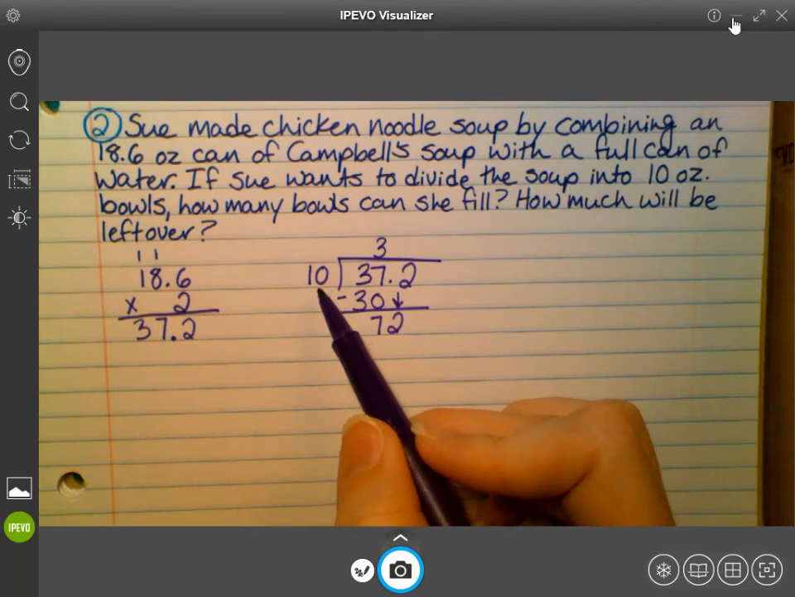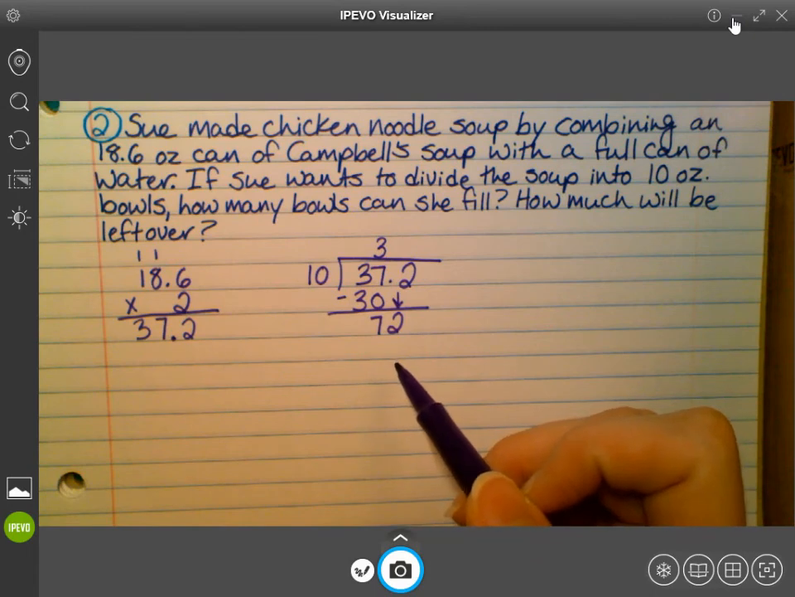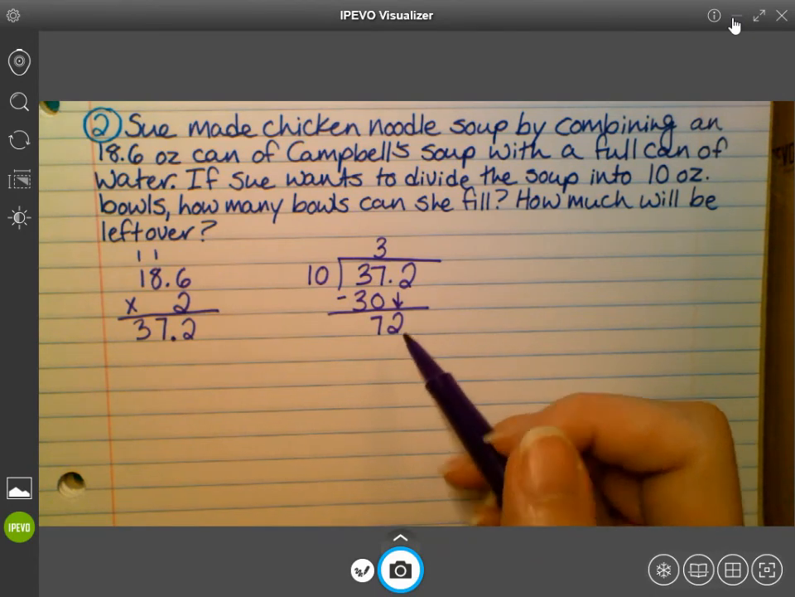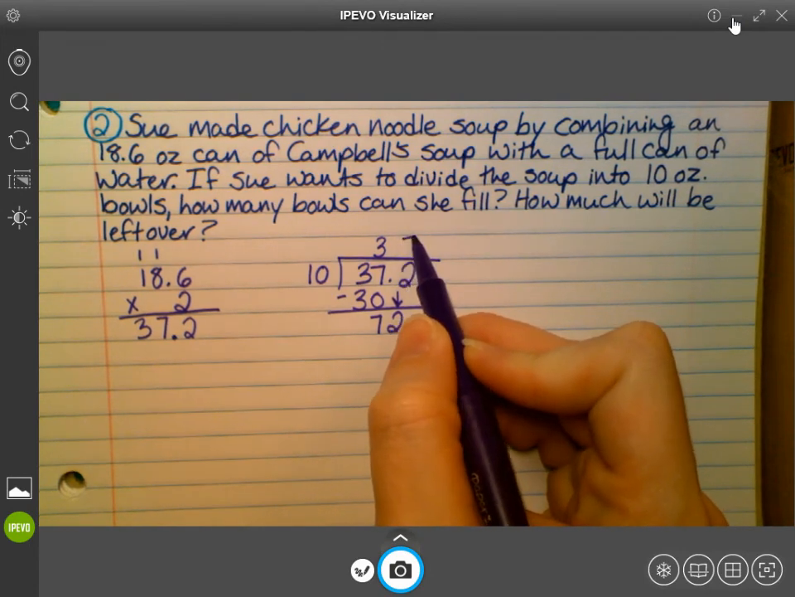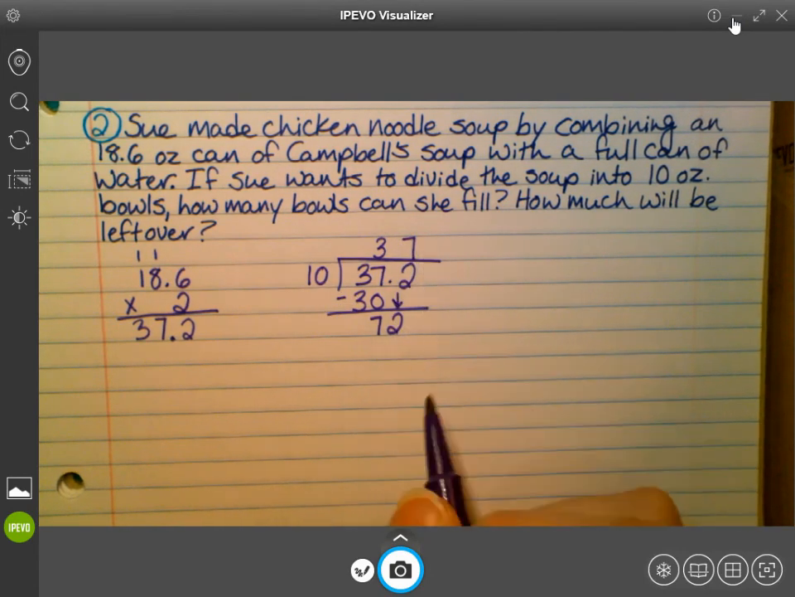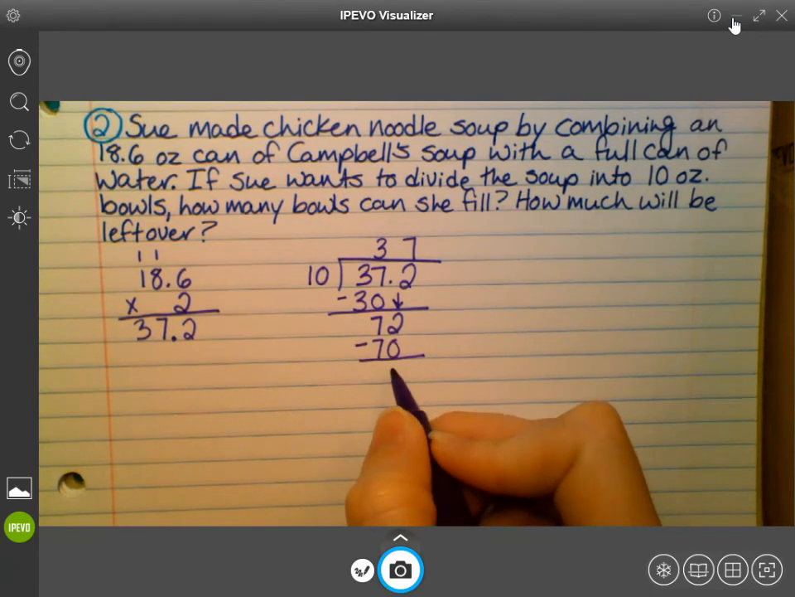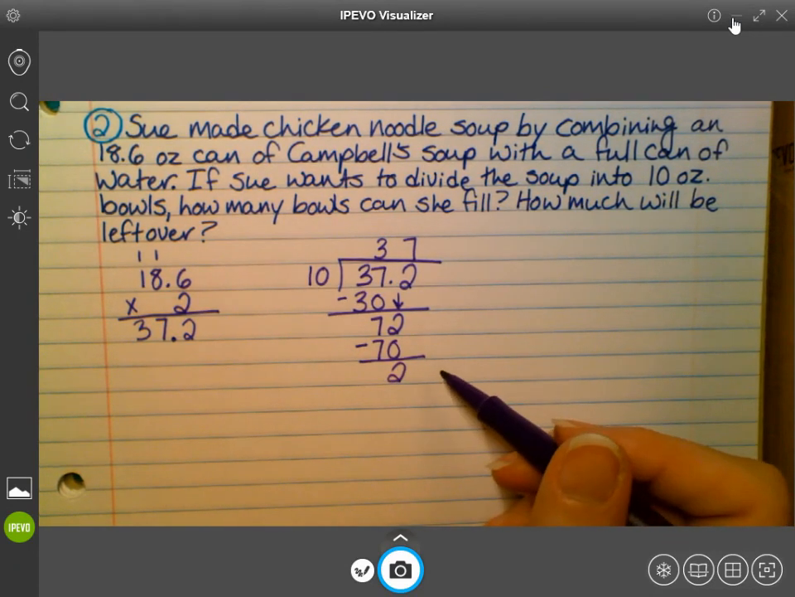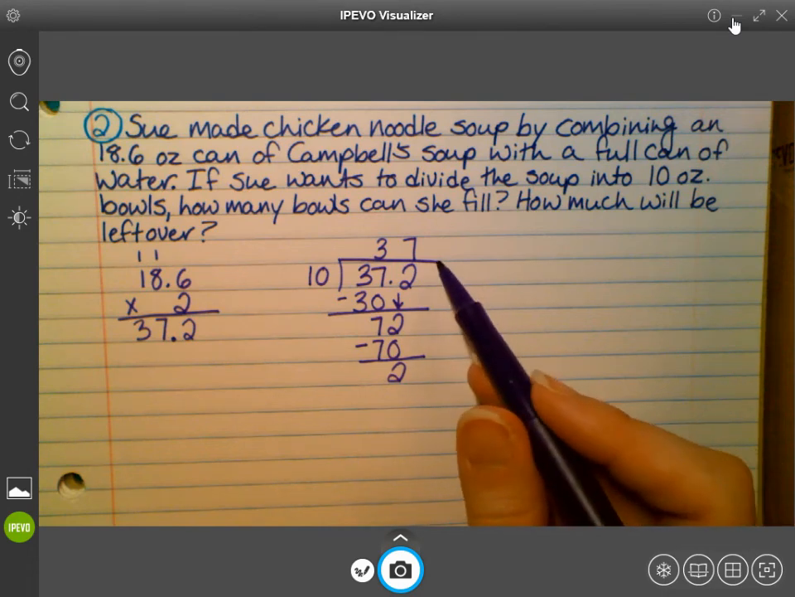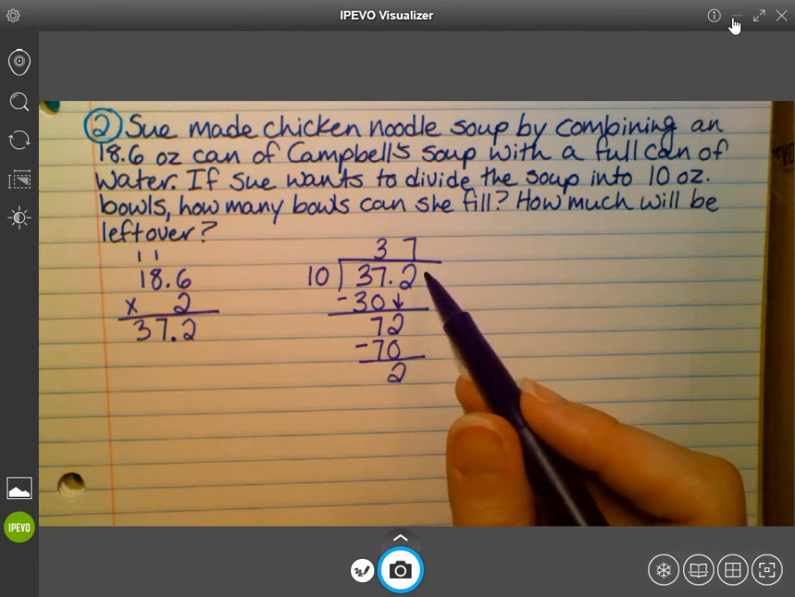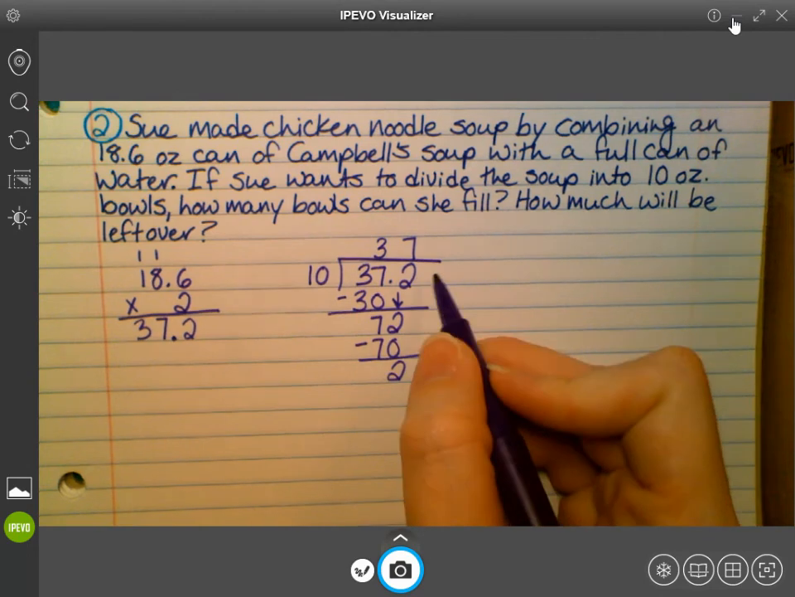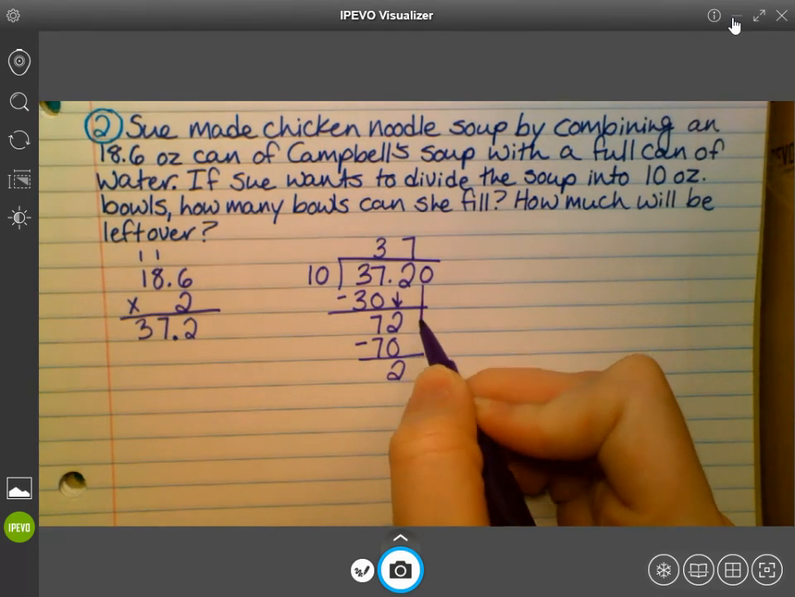How many times can 10 go into 72? Show me on your hands. It goes in 7 times. Awesome. So I'll put a 7 above the 2. 10 times 7 is 70. So I subtract 70. And I get 2. Now, do I have to stop here? No. What can I add here? A 0. We're all the way to the right of the decimal, so I can add a 0. Bring down my 0.